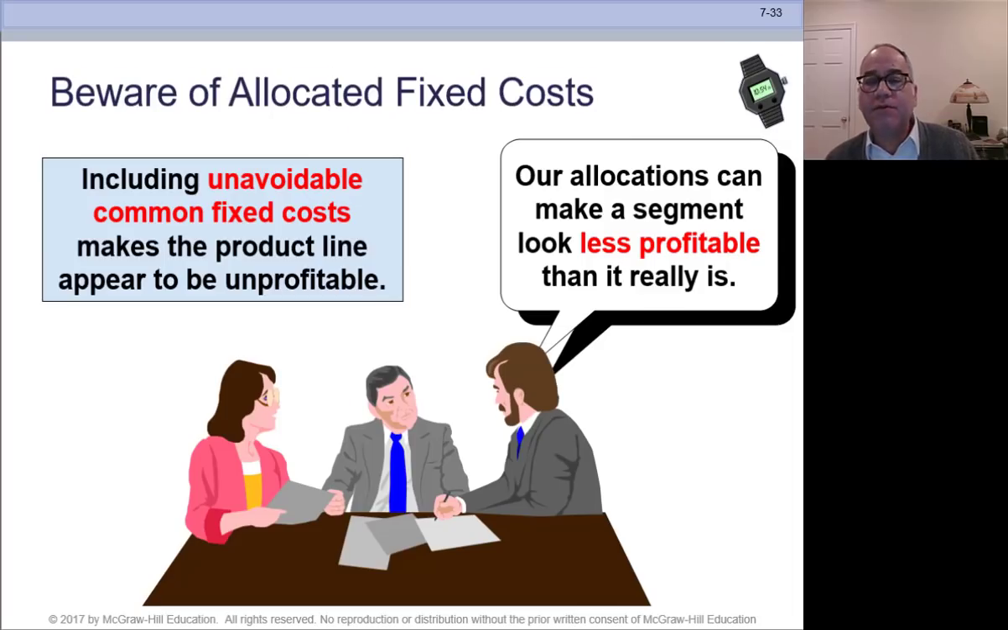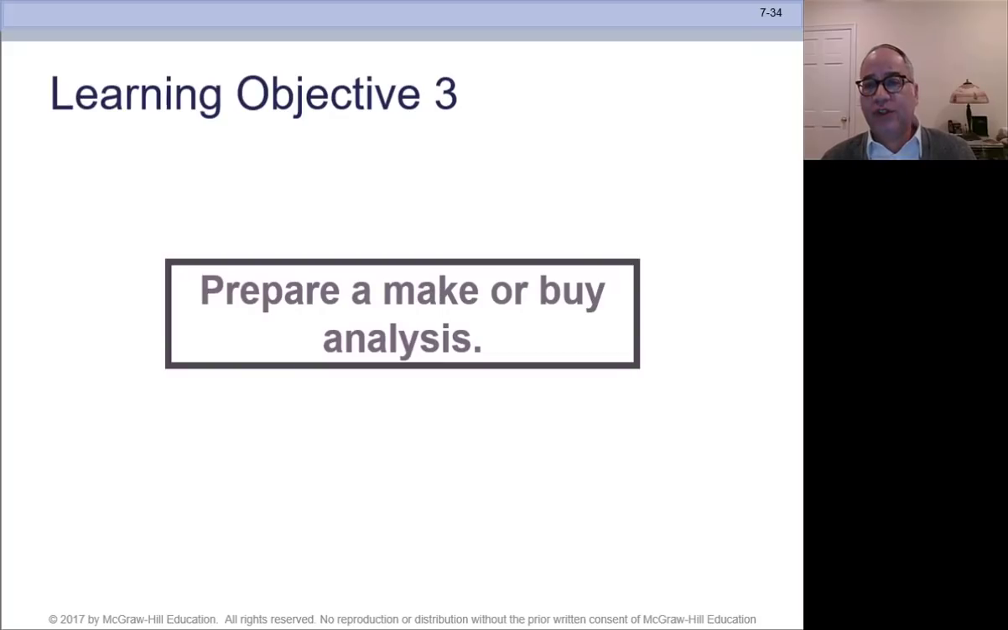You have to be very careful of allocated fixed costs. So, if you have some unavoidable common fixed costs, and we've talked about this before, they're going to make the product line look unprofitable. But if you drop the product line, those unavoidable common fixed costs are not going to go away. They're still going to be there, and you might wind up being even less profitable, and you don't want to do that.